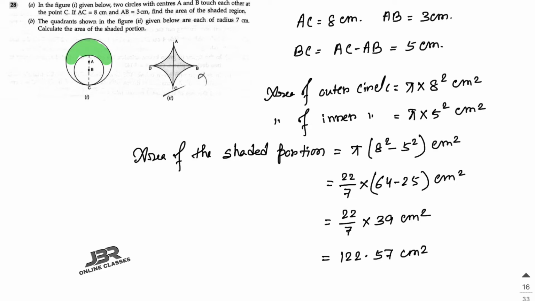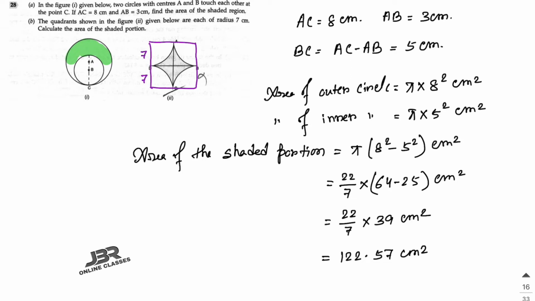Now the next one, sum number 2. The quadrants shown in the figure given below are each of radius 7 centimeter. Calculate the area of the shaded portion. Each of radius 7 centimeter. So first you have to draw this in this way. This portion is 7, this one equals 7, that means 7 plus 7 is 14. So the side of the square equals 14.